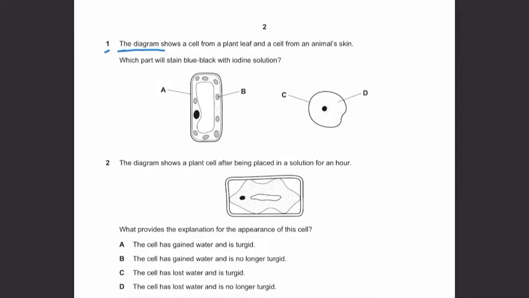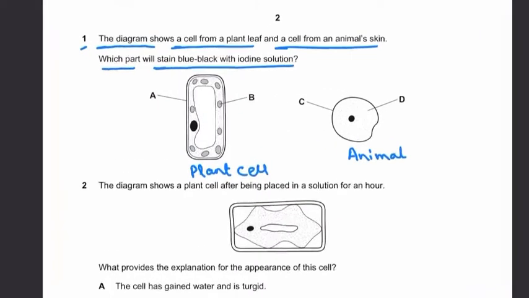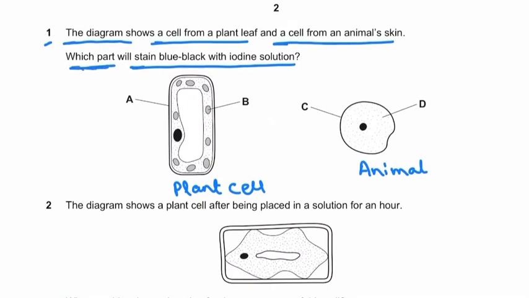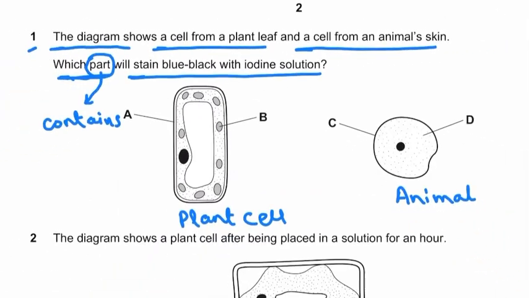The diagram shows a cell from a plant leaf and a cell from an animal skin. So guys, this is the plant cell which is taken from the plant leaf, and this is the animal cell that is taken from animal skin. Which part will stain blue black with iodine solution? So guys, any part which contains starch will stain blue black with iodine solution, because as you all know that starch stains blue black with iodine solution. So any part that contains starch will turn blue black with iodine solution.